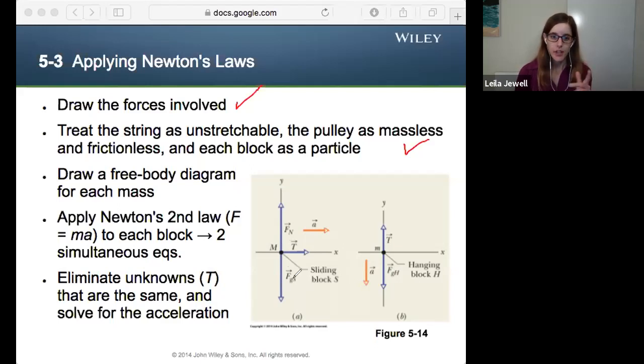The other thing that this adds in, which I really like, is it shows that acceleration that we identified. That for the sliding block, it's accelerating to the right. For the hanging block, it is accelerating down. So we're going to apply Newton's second law, F equals ma, to each block. Two simultaneous equations. We can eliminate the unknowns, they're the same, and solve for the acceleration.